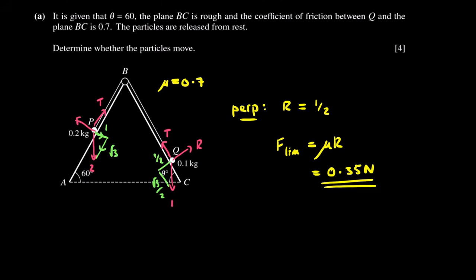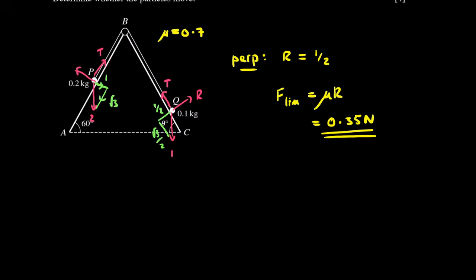So how can we do that? Well, we considered both P and Q separately just a moment ago, but now what we can do is consider it as one whole system, right? Because the tension is carried through the string. So the component that's pulling on P parallel to the plane here, root 3, is going to be countered by the component of the weight on Q acting parallel to the plane, which is root 3 upon 2.